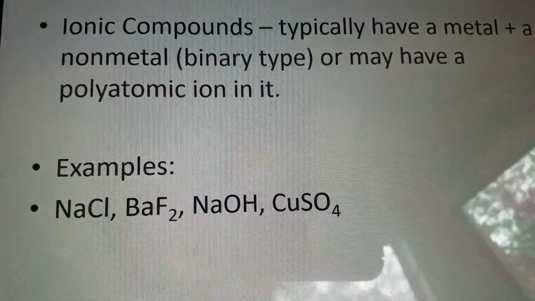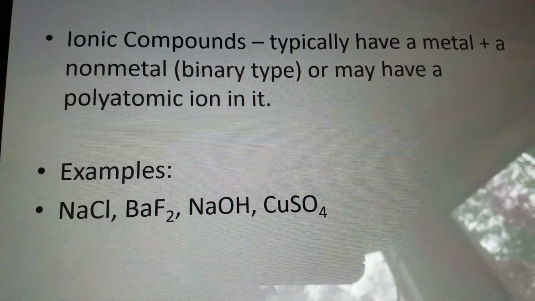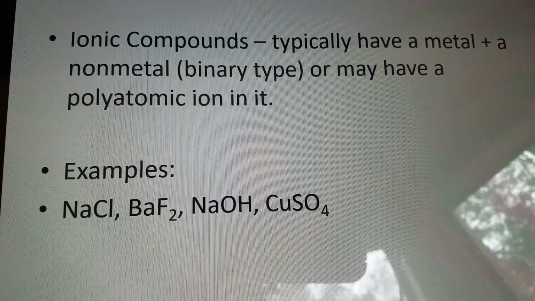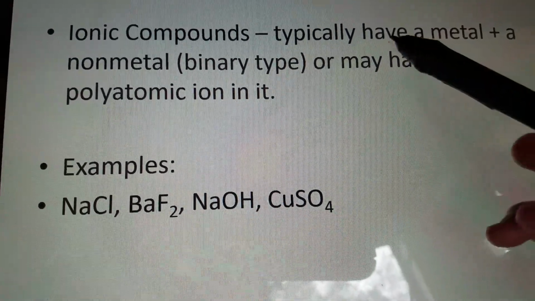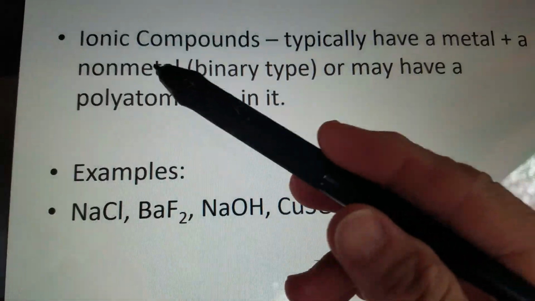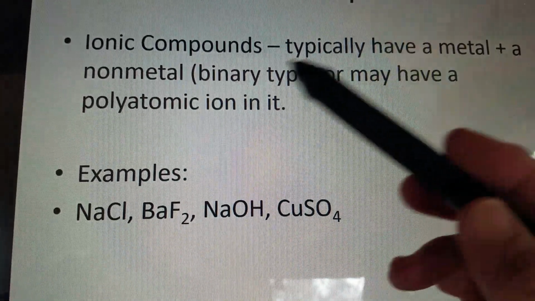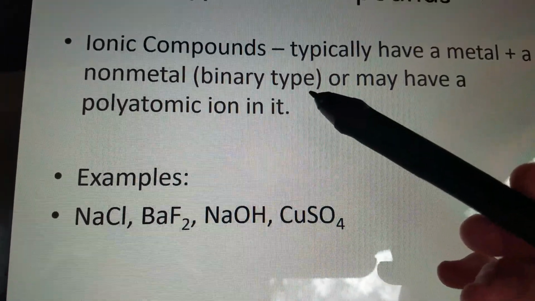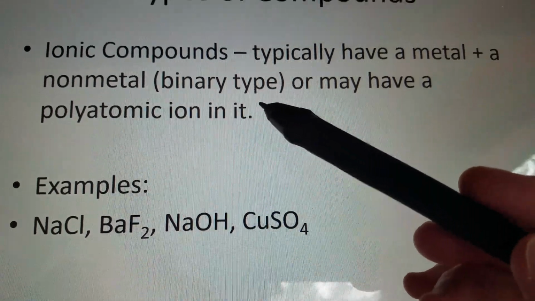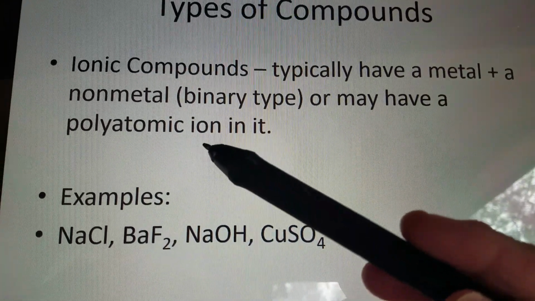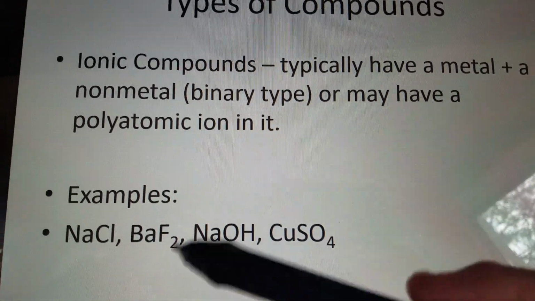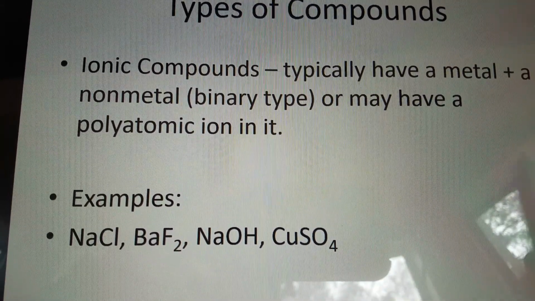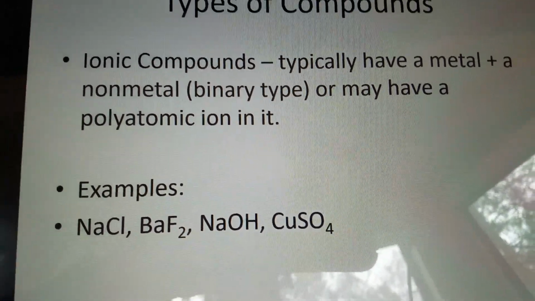Today we're going to look at ionic compounds and how you name them and write their formulas. Just as a quick reminder, these are typically made up of a metal and a nonmetal. If you just have one of each, then it's called a binary type, so that's the first ones we'll do. Or you could have a metal and a polyatomic ion, or even two polyatomic ions. So here's some examples of what some of the formulas might look like.